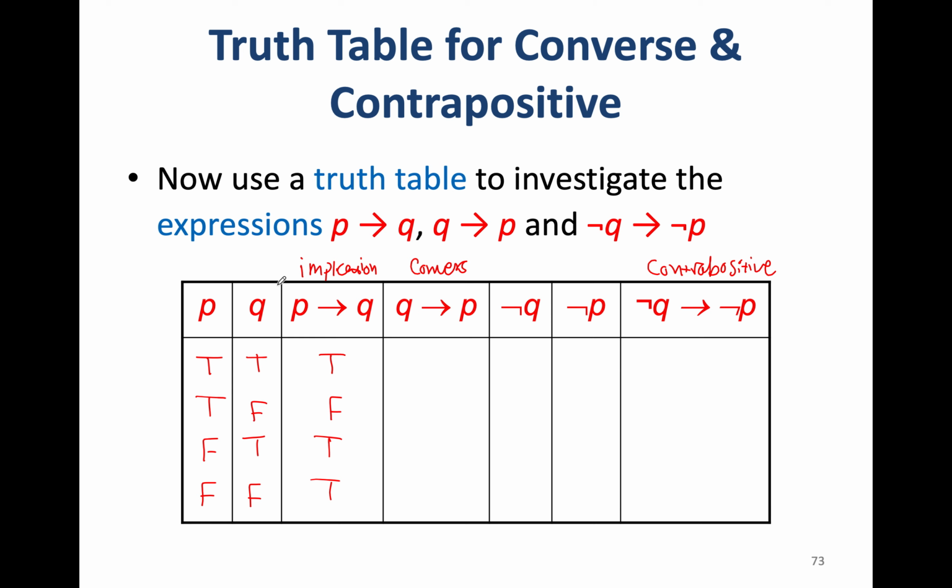The converse is the opposite. So we'll look first at Q, then P. If true, then true is true. If false, then true is true. If true, then false is false. If false, then false is true. Now we'll have not Q, which is false, true, false, true. And here we've got not P, which is false, false, true, true.